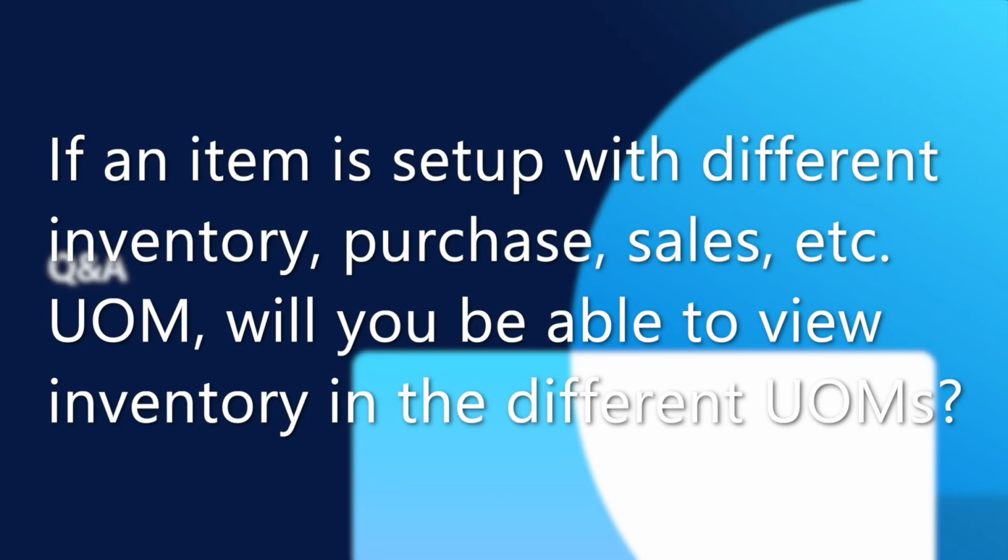So there's one more last question. If an item is set up with different inventory, purchase, and sales units of measure, will you be able to view the inventory in the different units of measure? Roger or Steve? I know we are currently showing it in inventory unit, but do we have support for other units of measure, purchase unit of measure or sales unit of measure?